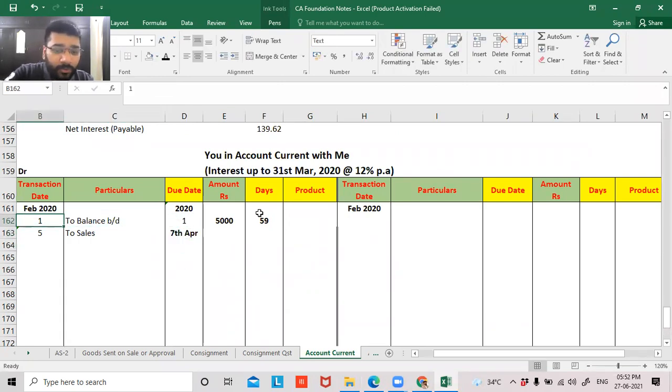Let's make all the formats uniform. Always the date format should be uniform.